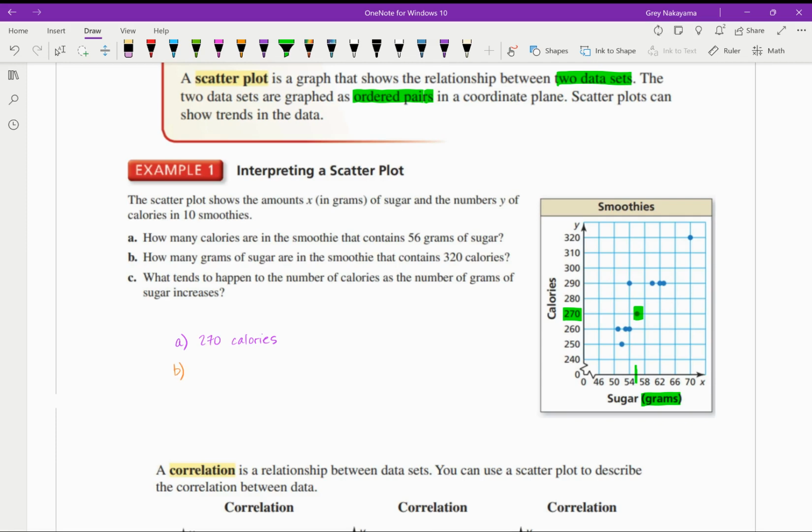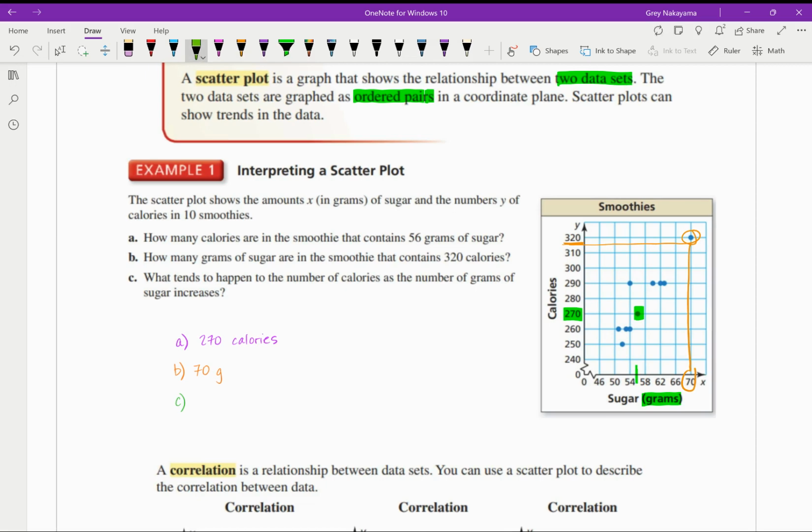Question B says, how many grams of sugar are there in a smoothie that contains 320 calories? So calories, I'm looking on my y-axis, 320 calories. Only one available is that one right there. And when I come down, then I'll know that it's going to have 70 grams of sugar. And last but not least, in letter C, what tends to happen to the number of calories as the number of grams of sugar increases?